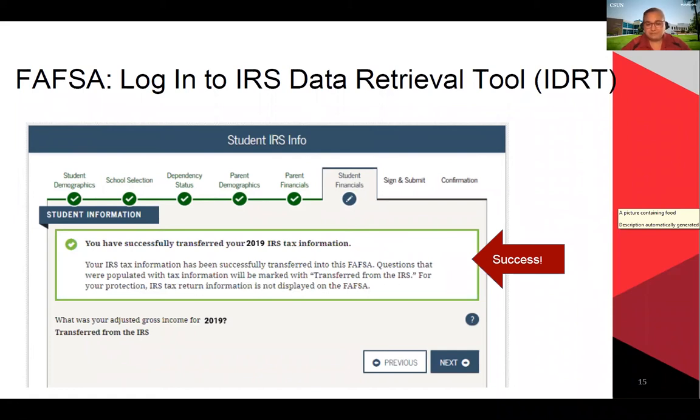And again, we encourage students to use the data retrieval tool. The main reason is if you are selected for what's called a verification process, we won't need to collect any tax documents from you because we know that you've successfully transferred that tax information from the IRS website. So we encourage you to use this feature. And that's the end of the student financial section. Thank you so much.